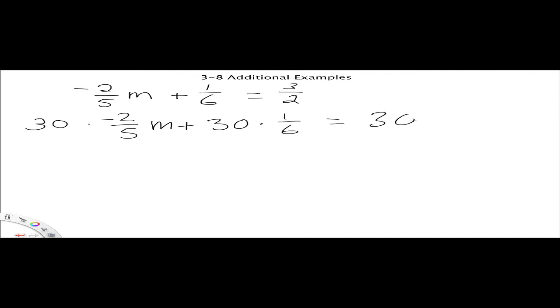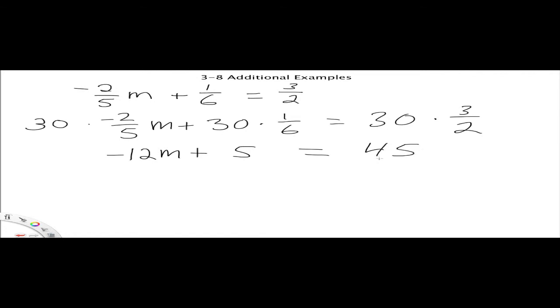And you can see as I've done this, I've multiplied every term by 30. You can't just do one and then skip to the other side. Everything throughout the equation will be multiplied by 30. So if 5 goes into 30 6 times, negative 2 times 6 is a negative 12m, plus 6 goes into 30 5 times. 5 times 1 is 5. And 2 goes into 30 15 times, and 3 times 15 is 45.